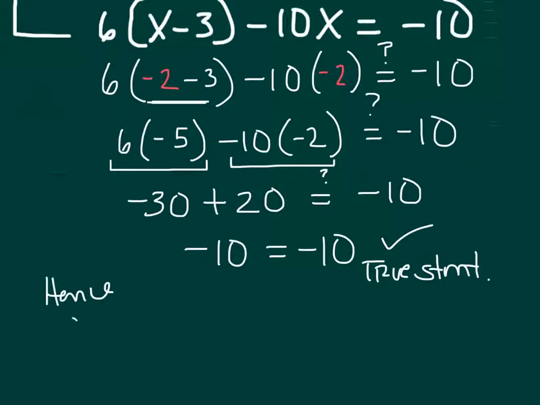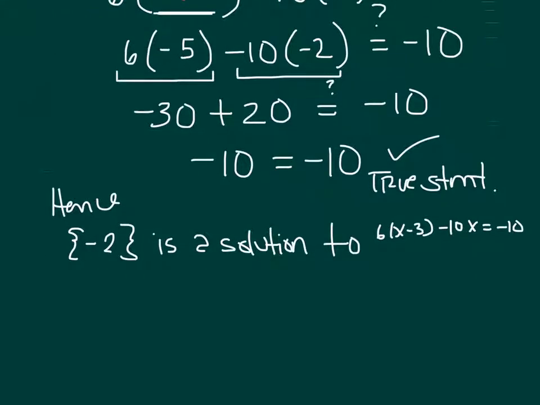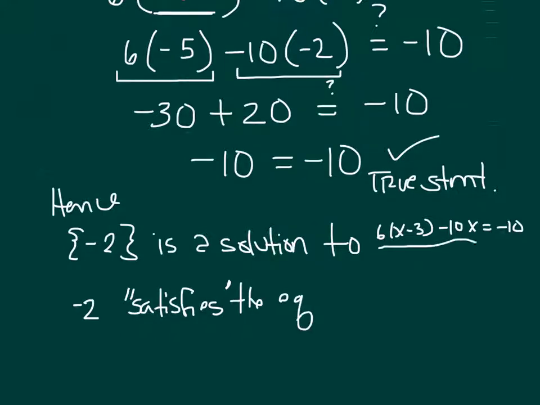So hence my singleton, my solution of -2, is a solution to my equation above. So let's go ahead and write it out. Minus 10x equals -10. And again, we can also say -2 satisfies the equation, and then it's just the same thing.